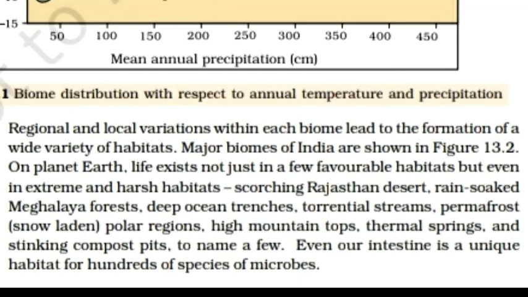Life exists not just in a few favorable habitats, but even in extreme and harsh habitats. Scorching Rajasthan desert, rain-soaked Meghalaya forest, deep ocean trench, torrential stream, permafrost, snow-laden polar region, high mountain tops, thermal spring, and stinking compost pits, to name a few. Even our intestine is a unique habitat for hundreds of species of microbes.